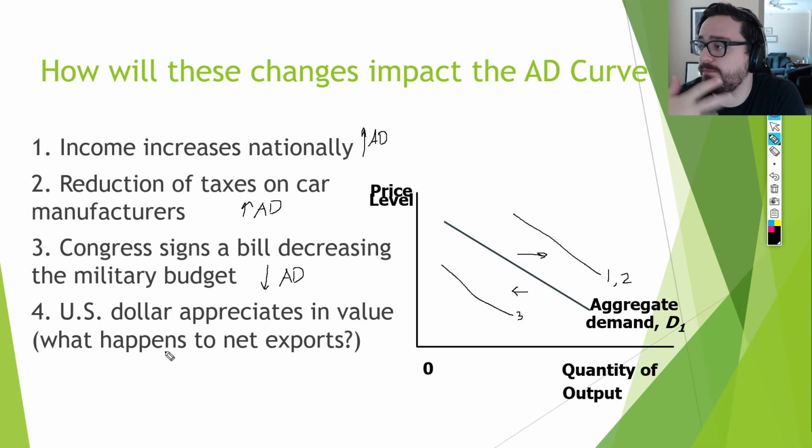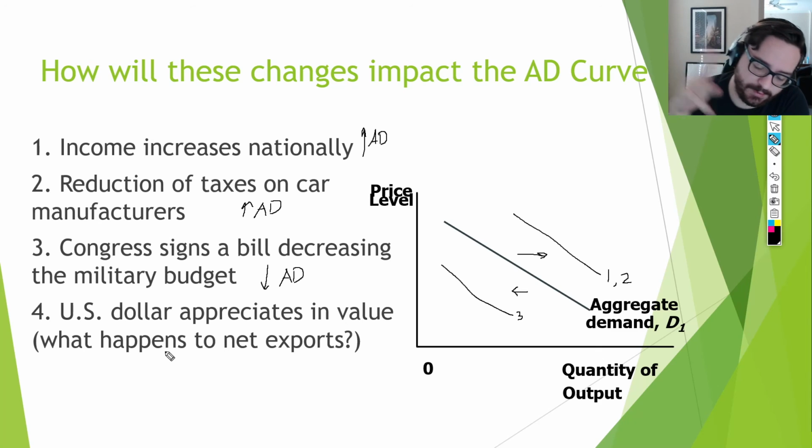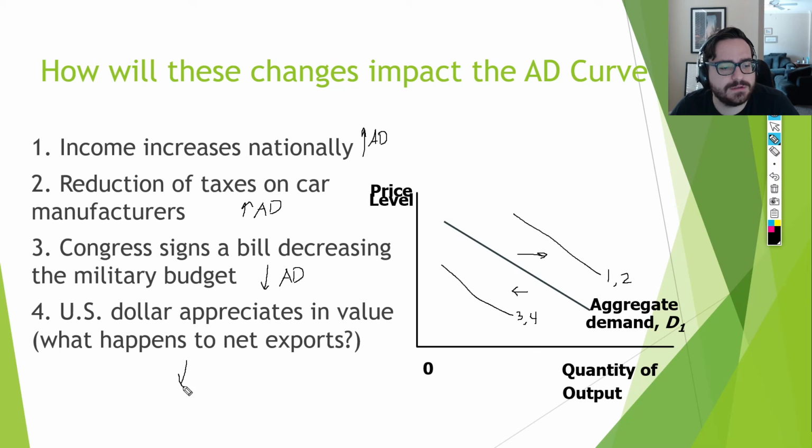Well, if our currency is worth more, we can buy more foreign goods. That's how appreciation works. But here's the tricky part. Us buying foreign goods, is that good or bad for our spending? It means we're spending more, yes, but we're spending more on imports. And if you remember the formula for GDP, it's C plus I plus G plus XN. And XN is net exports. That's exports minus imports. Imports are a negative component. So the US dollar appreciating in value is actually bad. It's bad for our GDP.